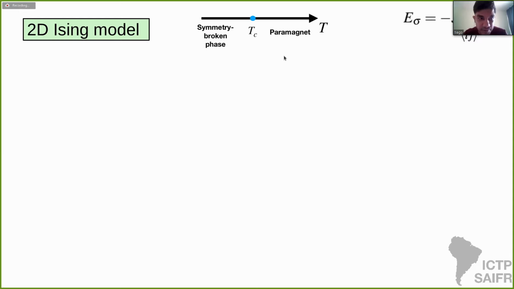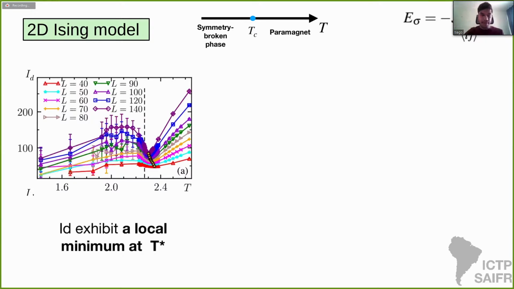So basically, let me show the results. Here is an example of a second order phase transition. Here's the result of the intrinsic dimension as a function of temperature. The main feature that we observe is that near the phase transition there is a minimum. Here are results for different system sizes, where L is the linear size of the system. The main result is that we observe a local minimum in the intrinsic dimension at the temperature T star. But when we increase the size of the system, numerically, you see that this minimum shifts towards the critical point.